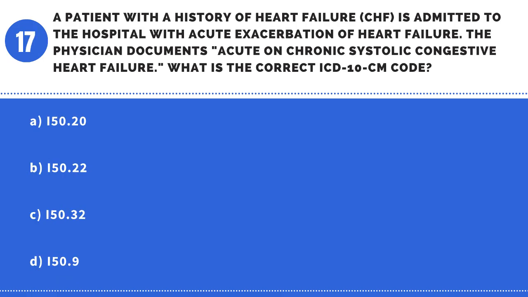Question 17. A patient with a history of heart failure, CHF, is admitted to the hospital with acute exacerbation of heart failure. The physician documents acute on chronic systolic congestive heart failure. What is the correct ICD-10-CM code? A. I50.20. B. I50.22. C. I50.32. D. I59. Answer B.